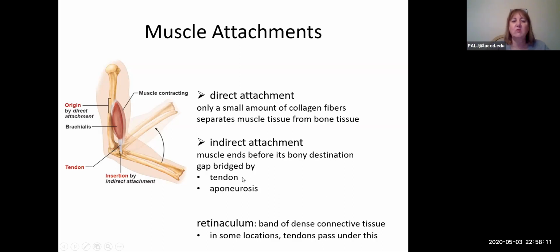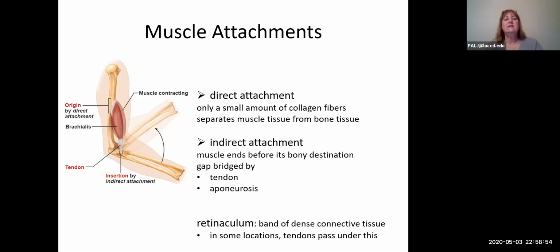And in most places, that's going to be with a tendon, something that's narrow and goes down to a focal point. Some parts in the body, this is going to be quite broad, like in the abdominal wall muscles, where we have a broad sheet-like tendon known as an aponeurosis. Both of those are examples of indirect attachment because the muscle is not attaching directly to the bone. So then we have the direct attachments, which are much more rare. And what happens here is there's only a very small, very short amount of collagen fibers separating the muscle tissue from the bony tissue. Okay.